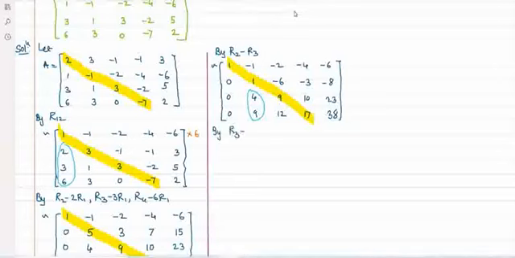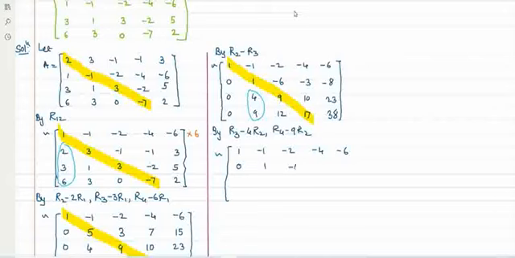R3 minus 4 R2. Correct. R4 minus 9 R2. So change for third and fourth row. So the new equivalent matrix. First two rows no change. 1, -1, -2, -4, -6, 0, 1, -6, -3, -8. Second row, you have to multiply by 4 and then subtraction.